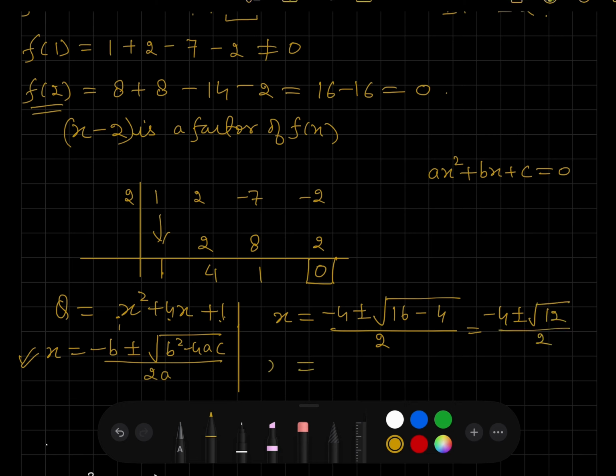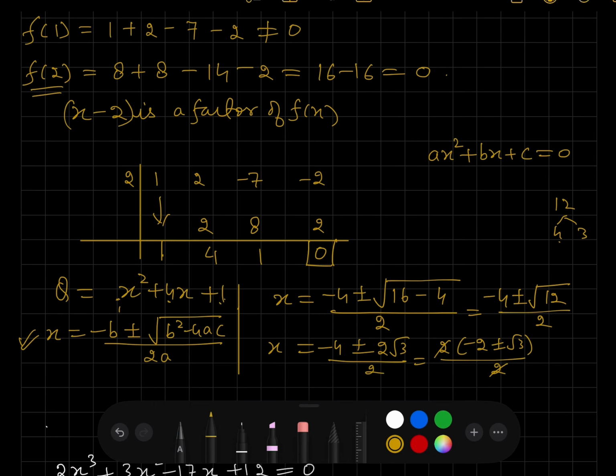Now 12 can be written as 4 times 3, and the square root of 4 is 2. So that 2 would be taken out. I can take 2 common above, and then I can write negative 2 plus minus root 3 by 2, and this 2 would be cancelled out. So I have here the x value as negative 2 plus minus root 3.